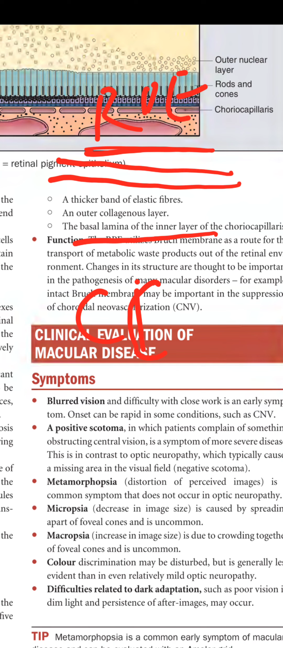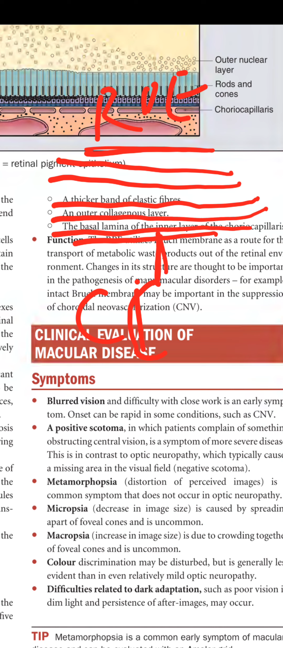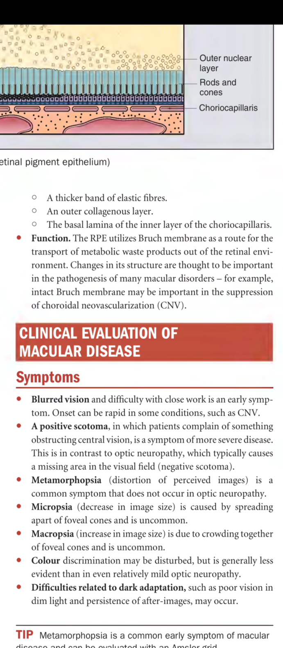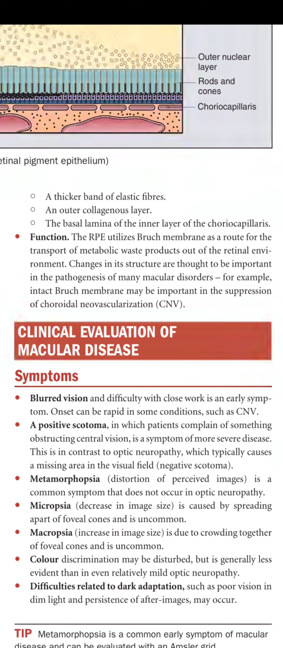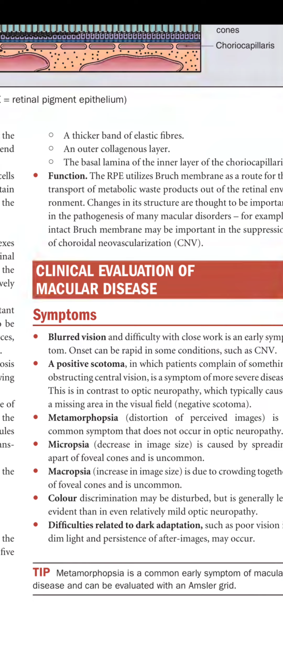Then there is an inner collagenous layer, then an elastic fiber layer, then an outer collagenous layer, and then the basal lamina of the choriocapillaris. The RPE utilizes the Bruch membrane as a route for transport of metabolic waste products out of the retinal environment. Changes in its structure are thought to be important in the pathogenesis of many macular disorders. For example, an intact Bruch membrane may be important in the suppression of choroidal neovascularization.